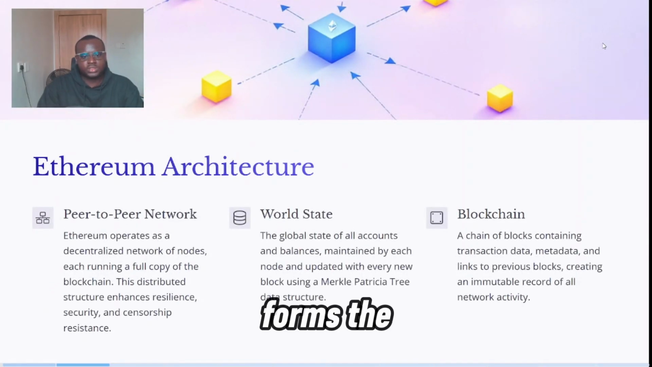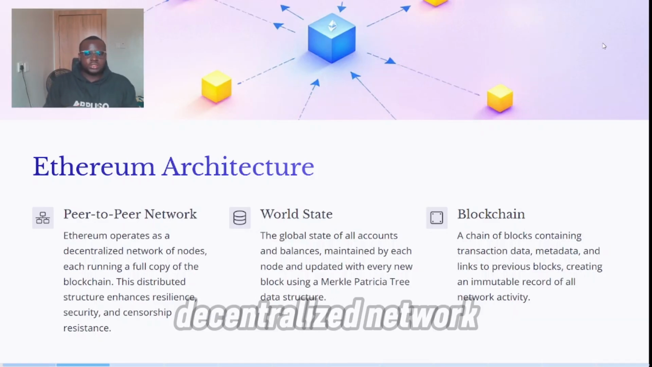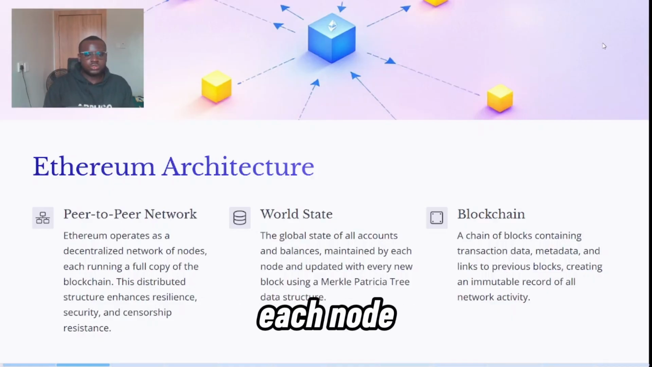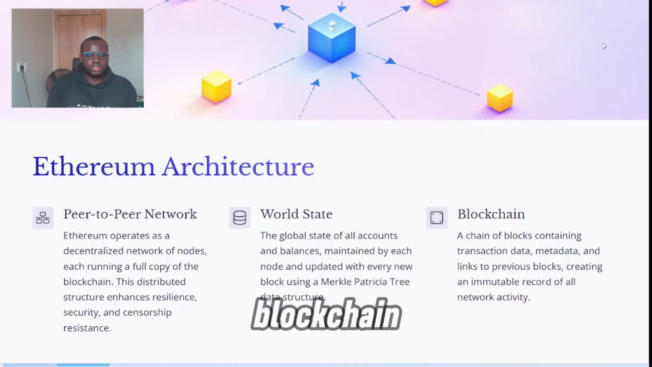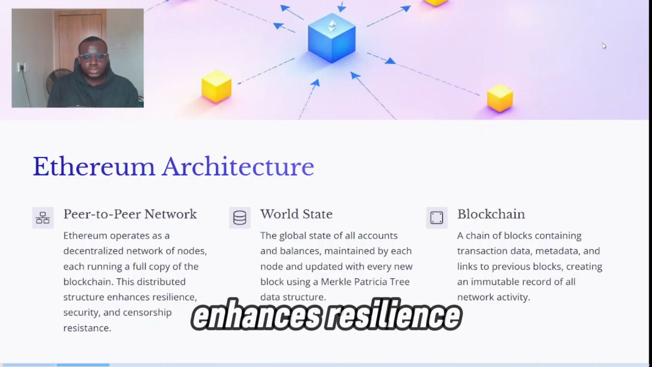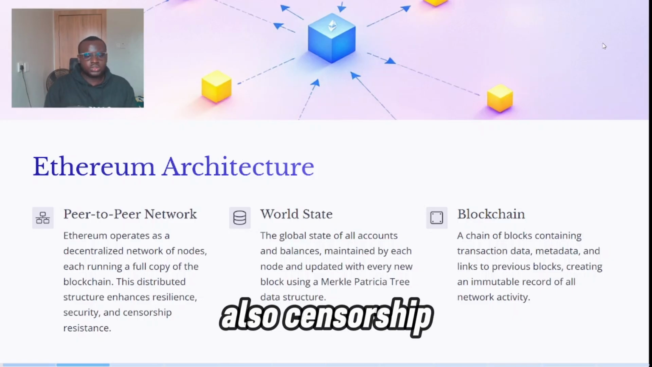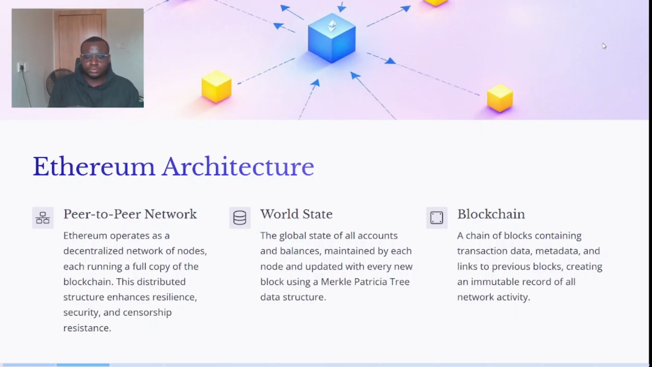So what forms the Ethereum architecture? We have the peer-to-peer network. By now we are not new to what a peer-to-peer network is all about. Ethereum operates as a decentralized network of nodes, which means that each node runs a full copy of the blockchain. The benefit of this is that it enhances resilience, security, and also censorship resistance.